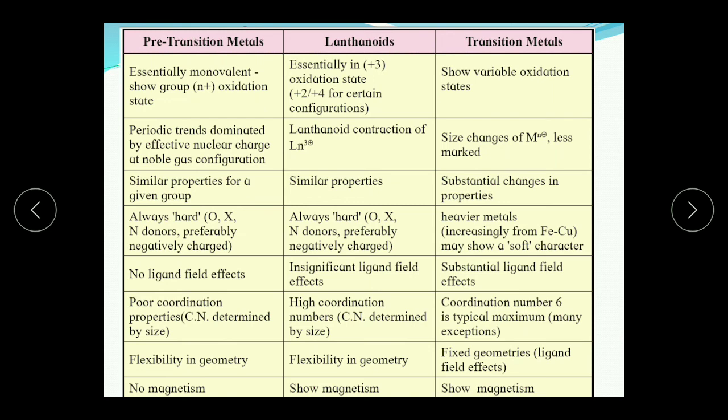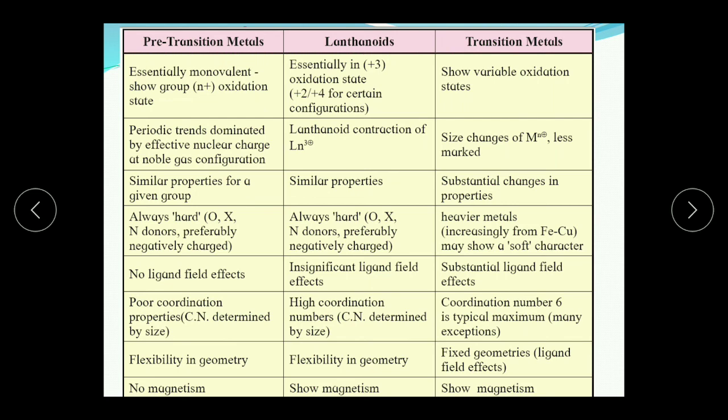And like that, coordination complex formation, or coordination number 6, that is maximum, is observed in transition metals, and which is not in pre-transition metals. But lanthanides, because f block has unpaired electrons, they show high coordination number. In geometries, if we compare, flexibility is observed in pre-transition metals and lanthanides, while transition metals have fixed geometry.